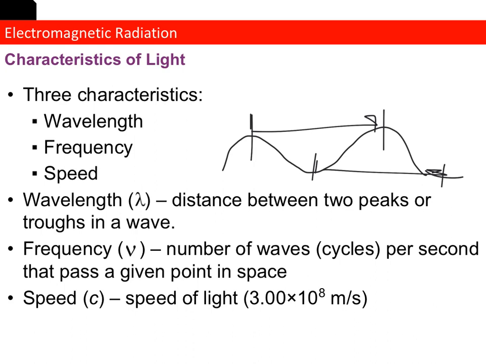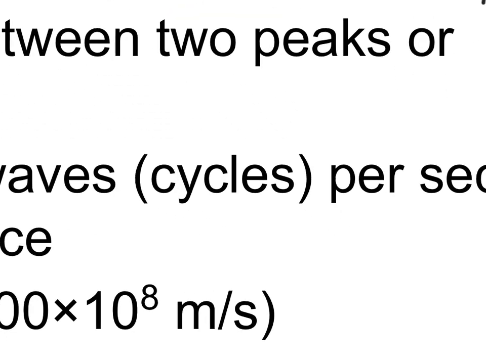Now, frequency is the number of waves per second that pass a given point in space. So I'm going to zoom in to give myself more space, but imagine you're standing here and there's a wave of light coming at you. The frequency at which it hits you is how many peaks or how many troughs hit you per second. That is frequency. You are standing at a fixed point and the light is traveling at you. The frequency of the waves is how often they hit you per second.